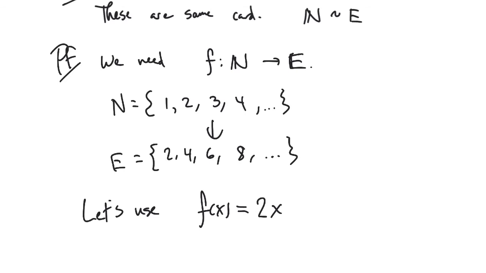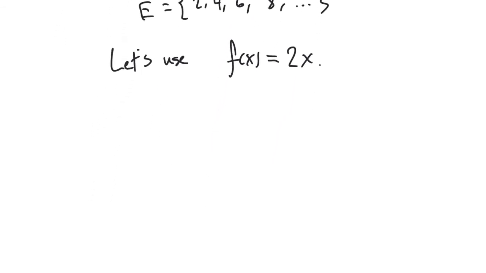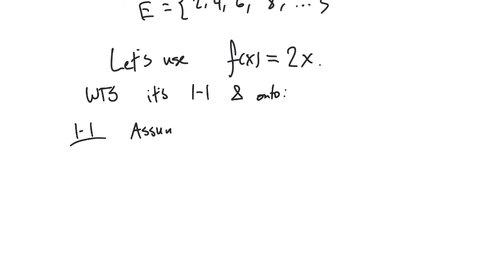Can we demonstrate that this is one-to-one and onto? So I'll say I want to show it's one-to-one and onto. So for the one-to-one, remember the definition of one-to-one, which I wrote a few moments ago? It was if f of x1 equals f of x2, then x1 equals x2. So what we do is we assume f of x1 equals f of x2, and then I want to show x1 equals x2, right? That's the definition of one-to-one.